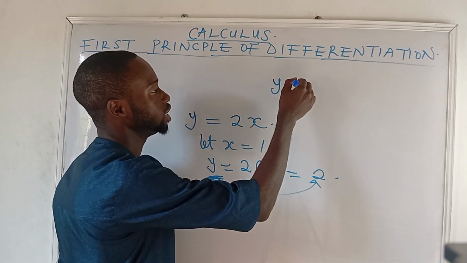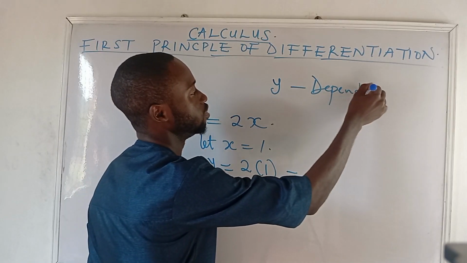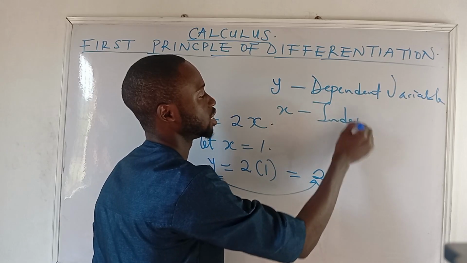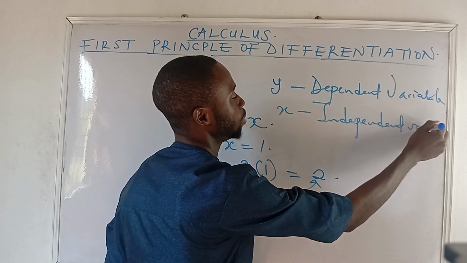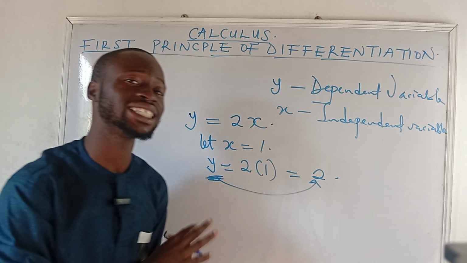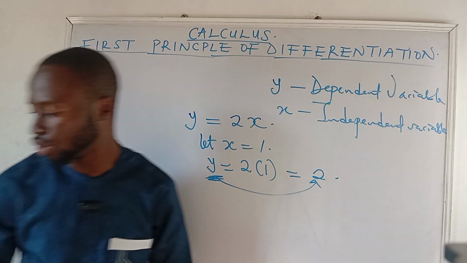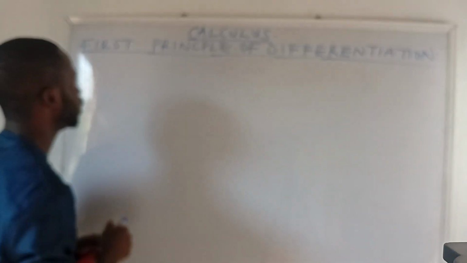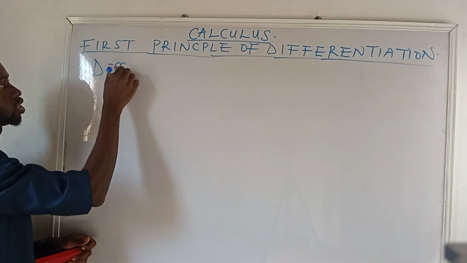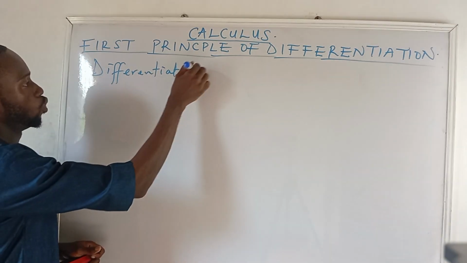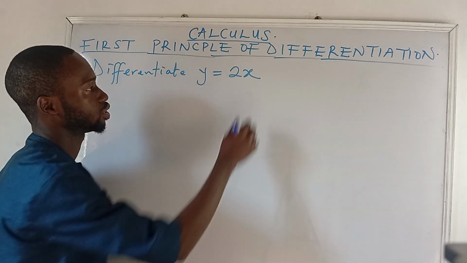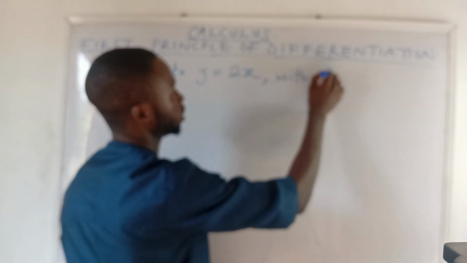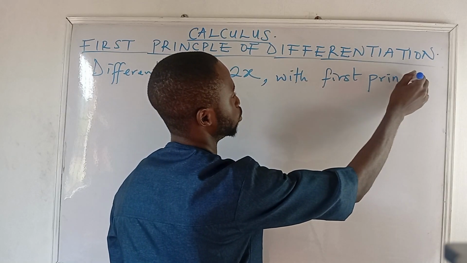So which basically makes y the dependent variable and x the independent variable. So that means if I don't have the value for x, I can't get y. That's what it means. So we would have that if we're given y equals 2x, we are asked to differentiate y equals 2x with first principle.